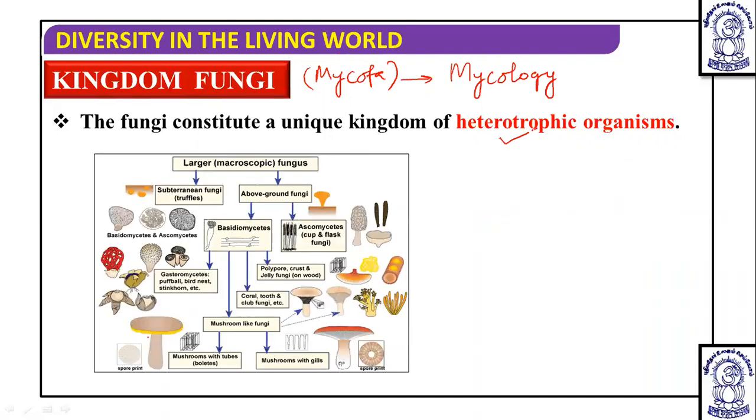Here you can see the classification of the fungi, which we are going to study later in detail. Here you will find a larger fungus, subterranean fungi like truffles, and above ground you will find some Basidiomycetes and Ascomycetes, which are higher fungi seen on the upper part. This diagram shows the different types of fungi. So a variety of fungi are found, but all are heterotrophic.